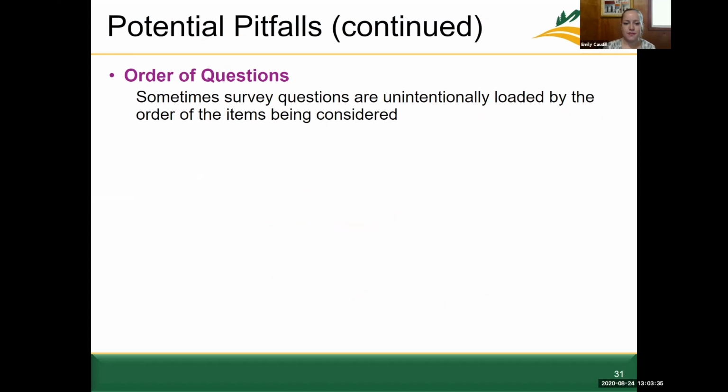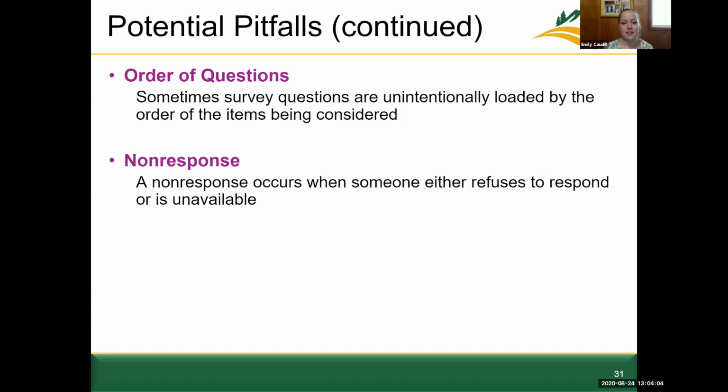Okay, these are more pitfalls. Order of questions: you took the student survey, for example, and if I had put something as question number 1 versus question number 2, 3, or 4, it all matters because you're usually reading in order, question 1, 2, 3, 4, 5. So considering the order that you're asking different questions can play a big role in the outcomes. Non-response occurs when someone either refuses to respond or is unavailable. Of course, that's going to impact your data at the end.